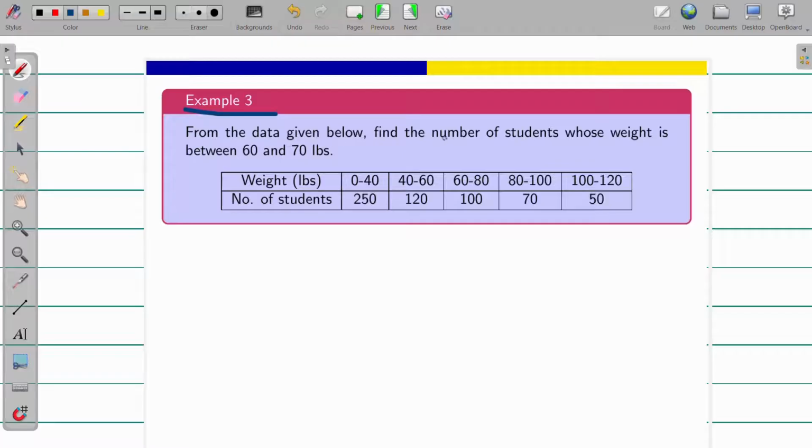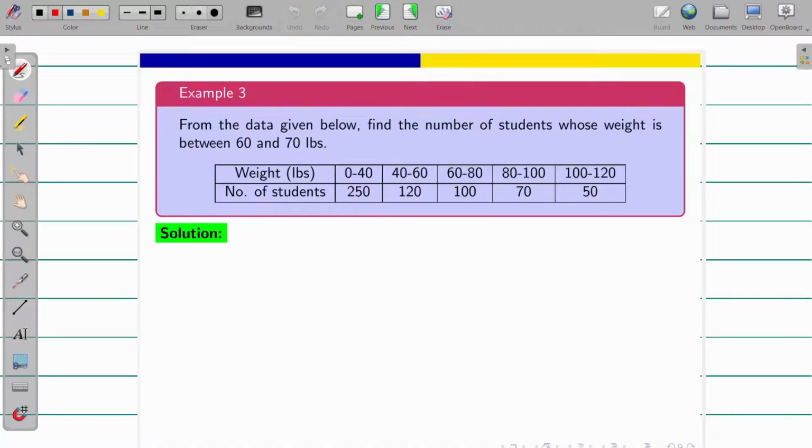From the data given below, find the number of students whose weight is between 60 and 70 lbs. Look at the X range: 0 to 40, 40 to 60, 60 to 80, 80 to 100, 100 to 120. The previous two problems had raw data, but here the X range is continuous, so it is continuous data. If the values are continuous, we should change them into raw data and then proceed in the usual way. Thereafter the procedure is similar; only the change to raw data is different here. So we'll find the solution for that.